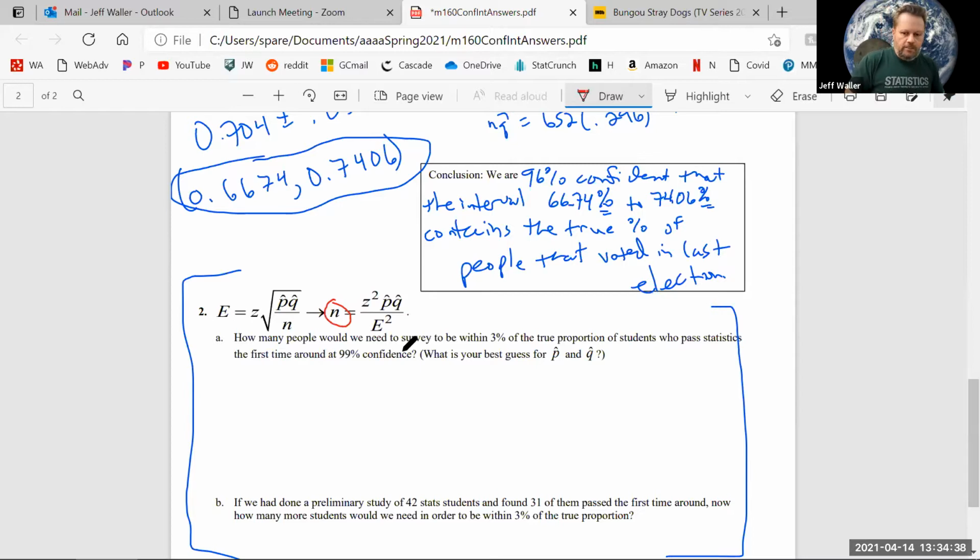Now, here's the tricky part. If you read through 2A, somebody tell me, oh man, people are still coming in. What time is it? Come on, people, get here. Can somebody tell me what E is? If you read through this 2A. What is the error? Anybody?